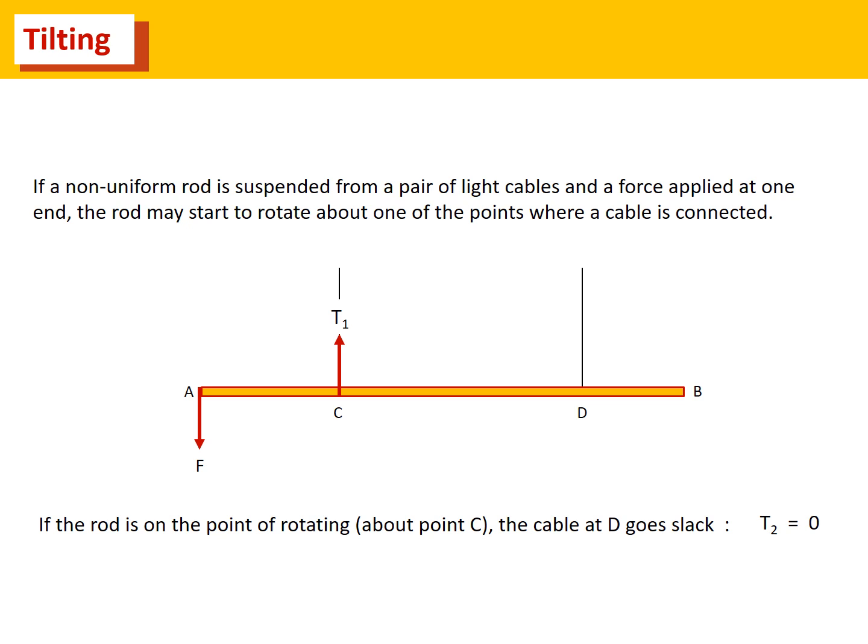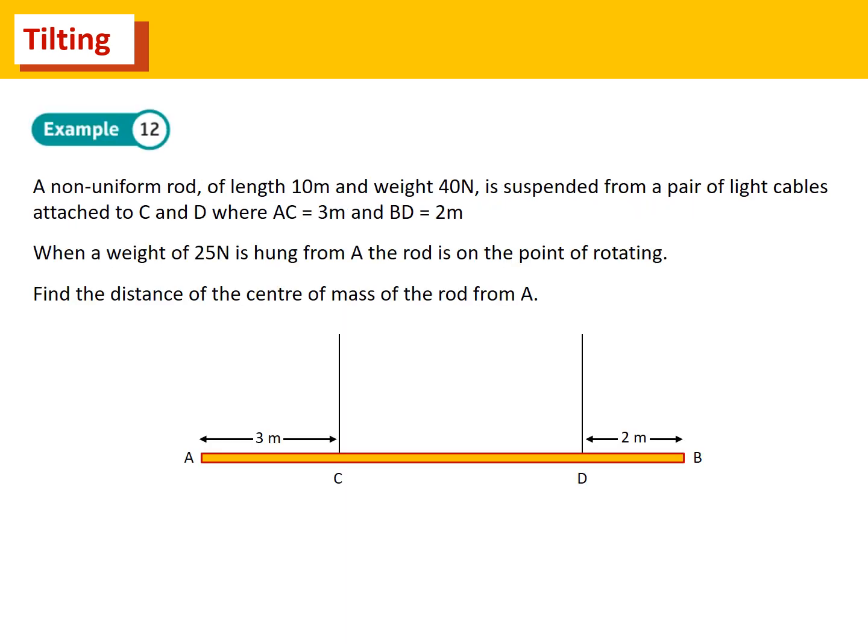And that means we're left with a force diagram that looks like that. So here is our example: a non-uniform rod, length 10 meters, weight 40 newtons, and we've got our two cables. And a weight of 25 newtons is going to be hung from A, so it's going to be hung at this end. So what we're going to see is it going to rotate about that point. That will rise upwards, which means the tension here in this wire will become 0.